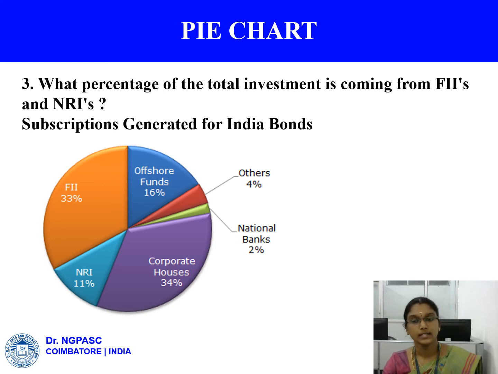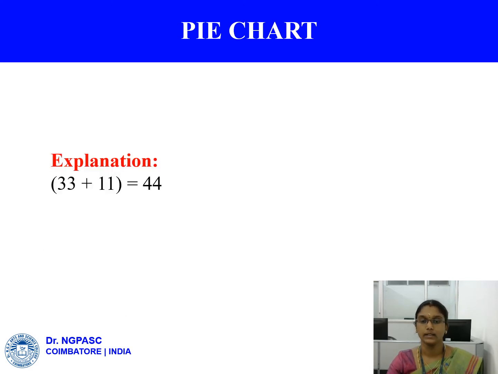Next, what percentage of the total investment is coming from FII and NRI? FII is 33 percentage and NRI is 11 percentage. So the total is 33 plus 11, which is 44.